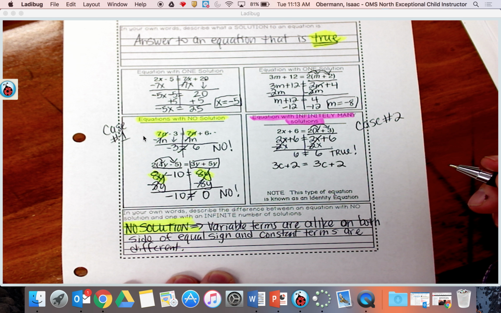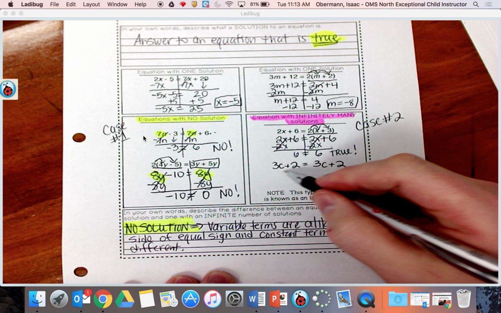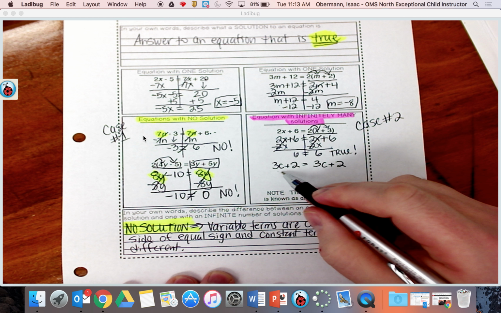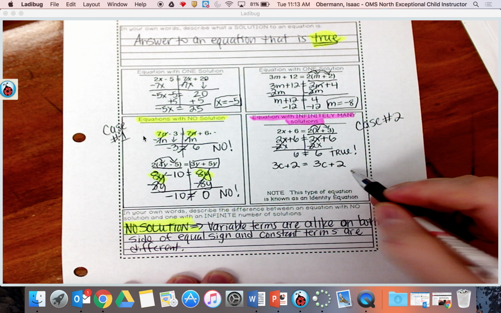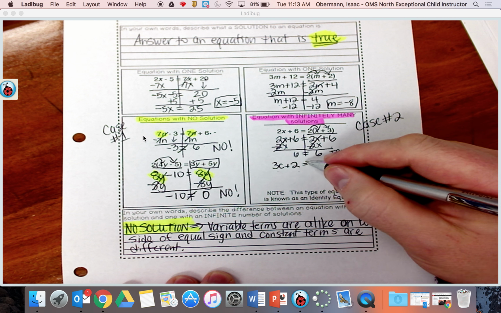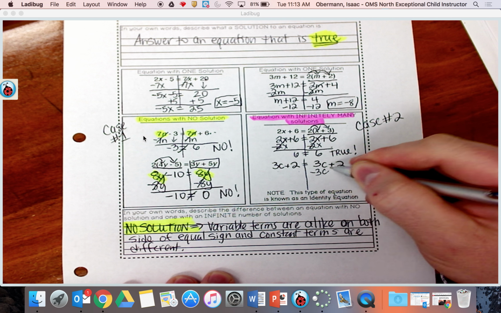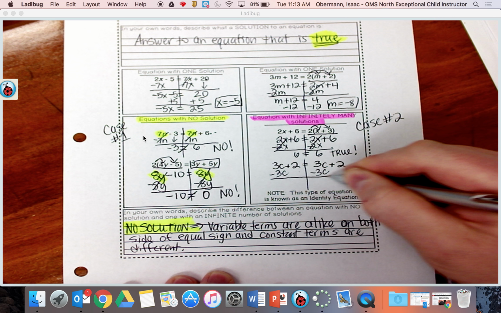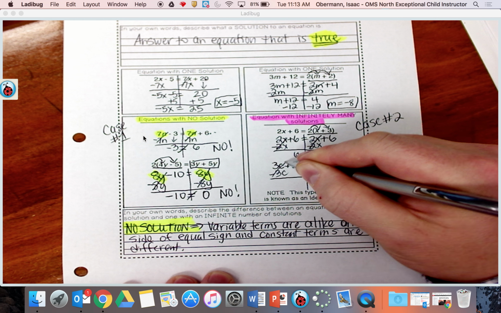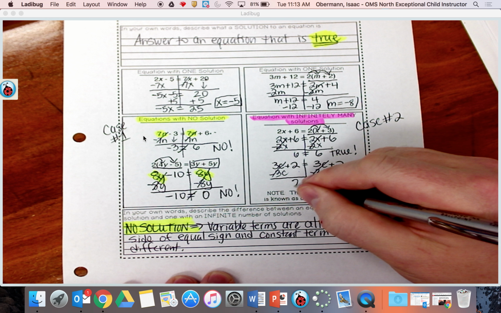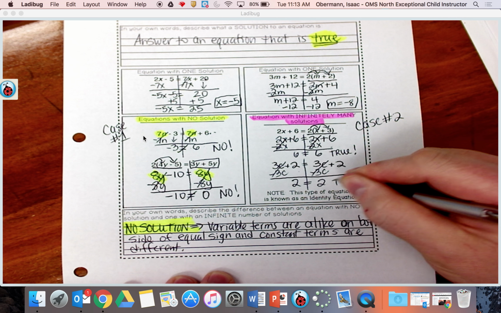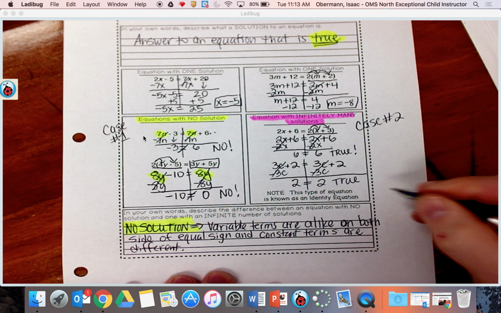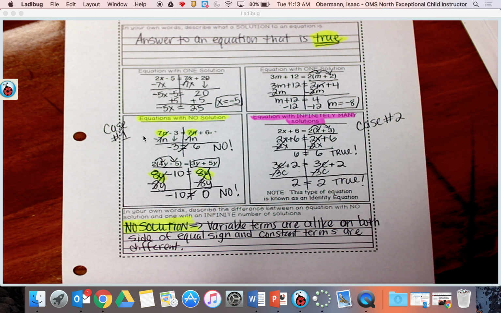Okay? You do the same thing for this one. If you notice, I got 3c plus 2 and then another 3c plus 2. Those are both the same. If I solve this one by subtracting my 3c's from each other, because they're both positive, they go away. I'm left with 2 is equal to 2. And that is true.